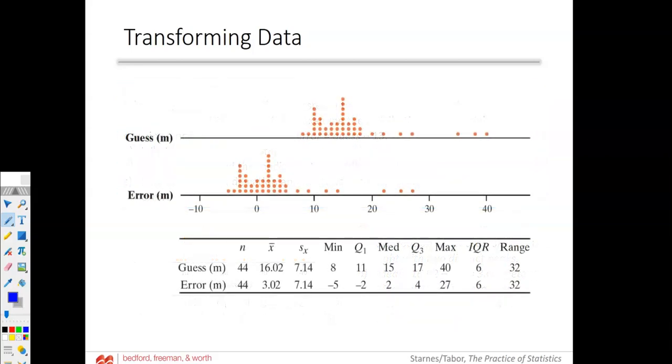That would be the actual picture of it. So the error would have the same shape. The spread is the same. You can tell it's almost identical. You just moved everything 13 to the left. So what changes are all those measures, like the 5-number summary, the mean, the median, the measures of center, that kind of thing.